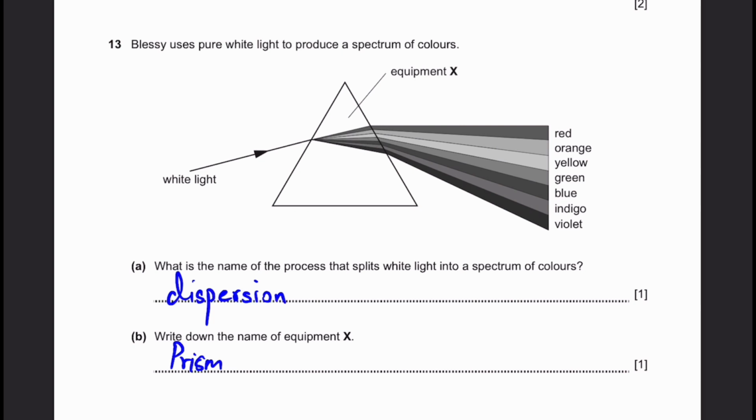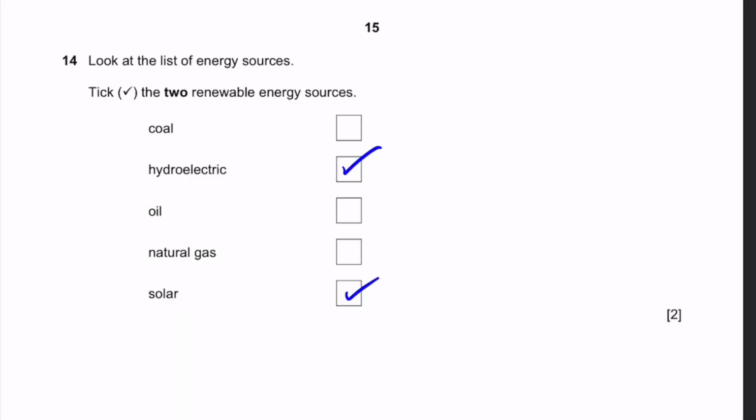Blessey uses pure white light to produce a spectrum of colors. A. What's the name of the process that splits white light into a spectrum of colors? That will simply be dispersion. That's the only answer. B. Write down the name of equipment X. This is simply a prism. Question 14. Look at the list of energy sources.